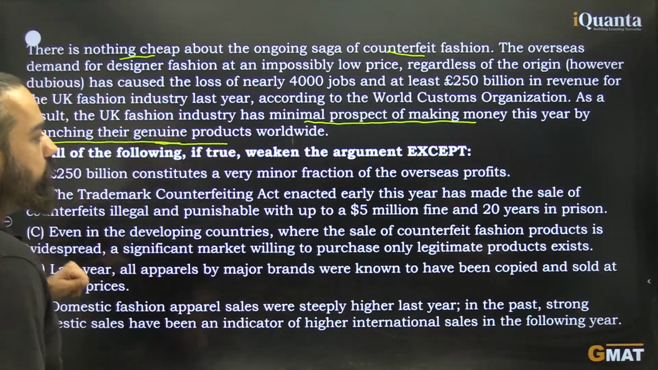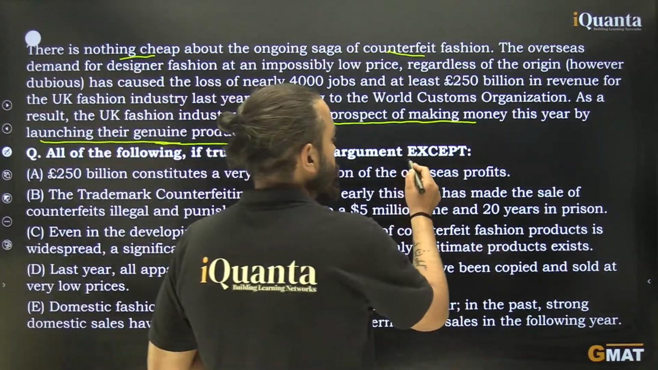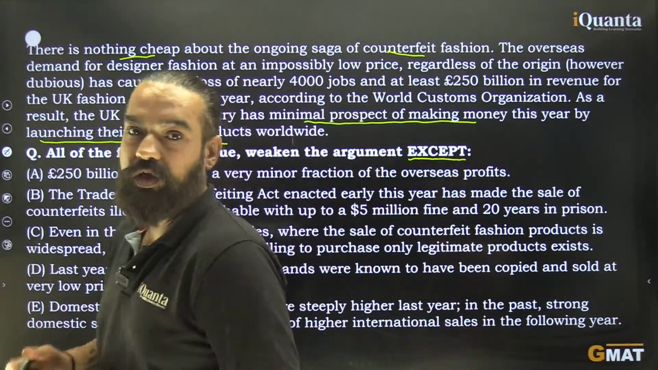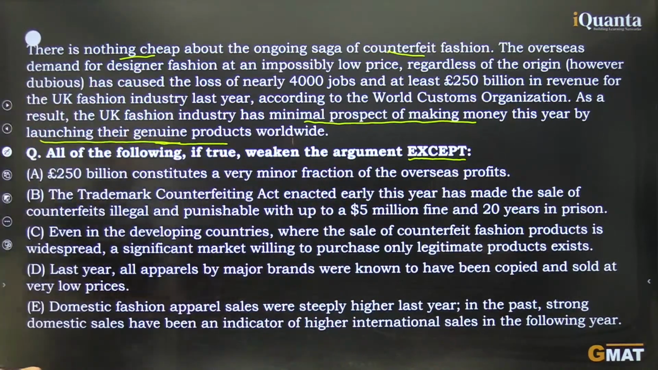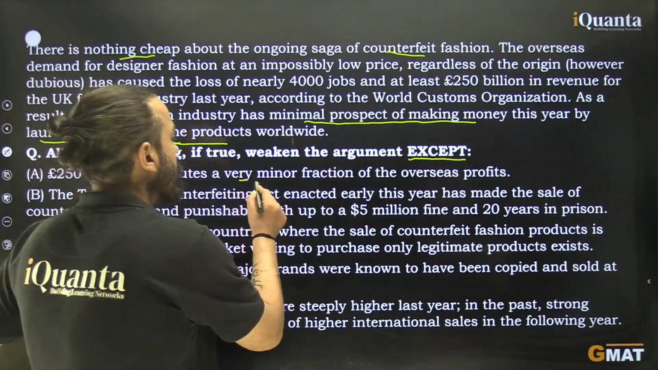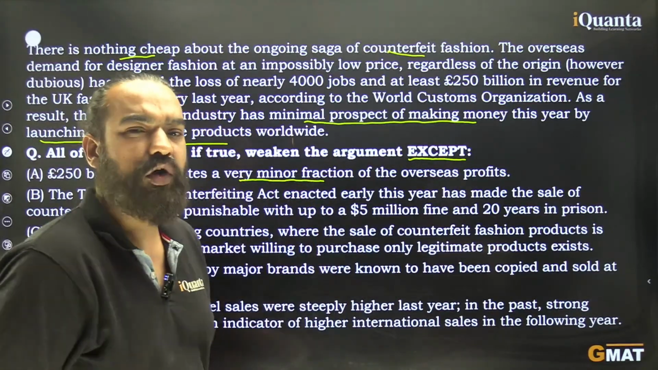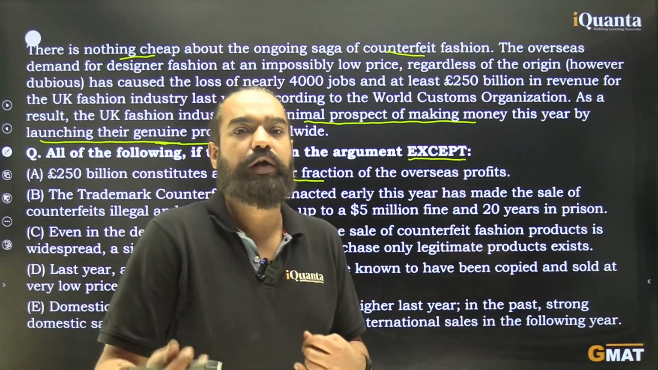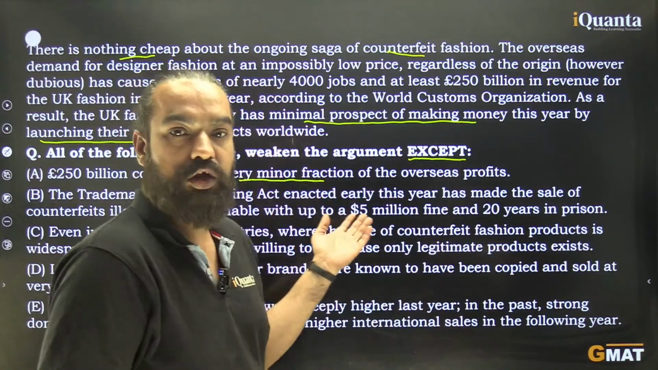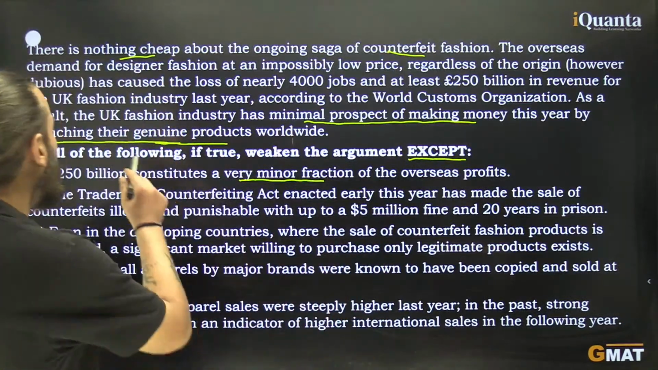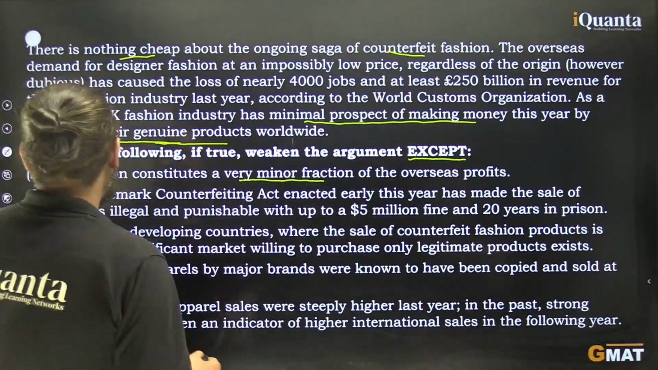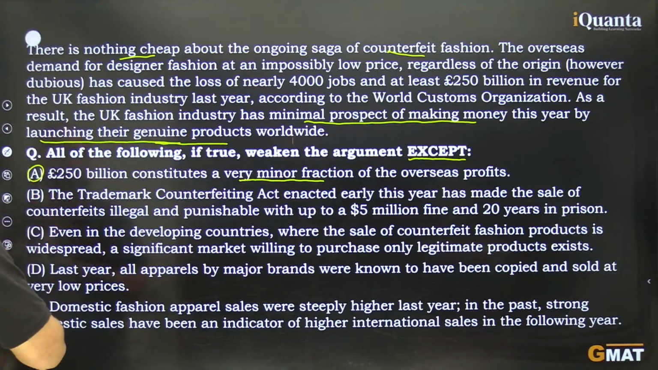All of the following, if true, weaken the argument except. Interesting, it says except. So out of these 5 options, 4 options will actually weaken the argument. Let's see. A says 250 billion pound constitute a very minor fraction of the overseas profit. So it costs a very minor fraction, which means they will not be affected much by this loss. Because they will not be affected much, this will not deter them from launching their genuine products worldwide. So this weakens the argument.